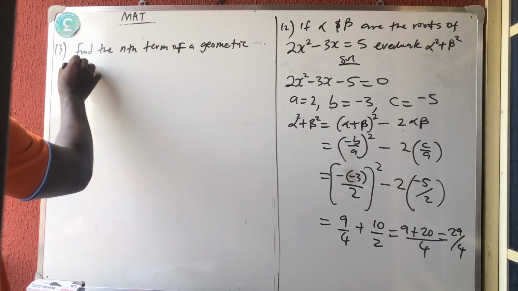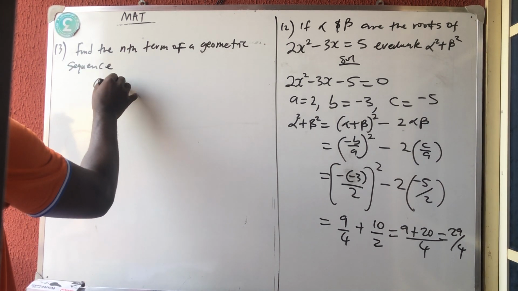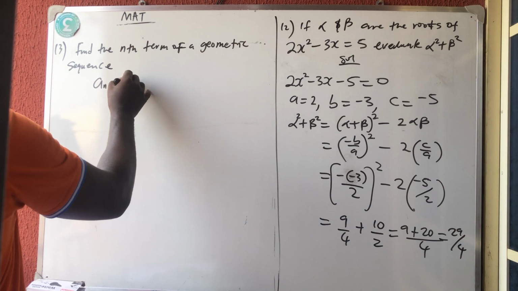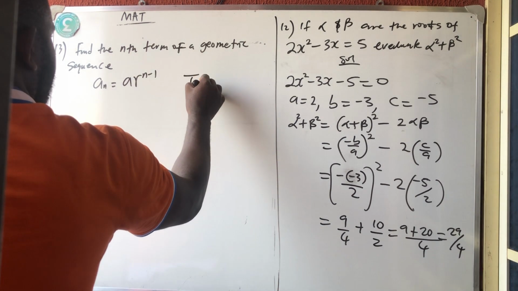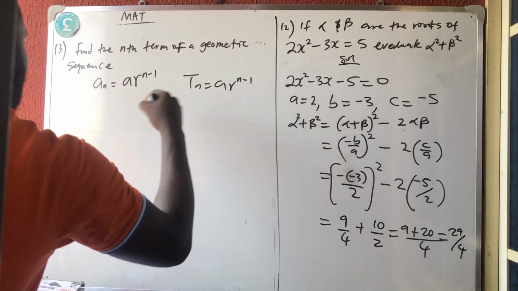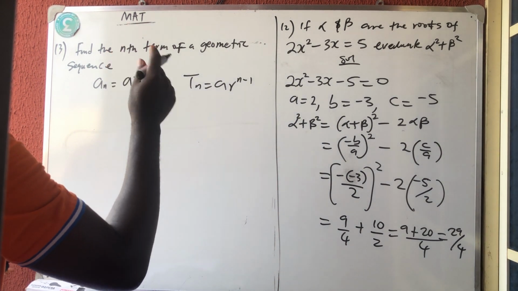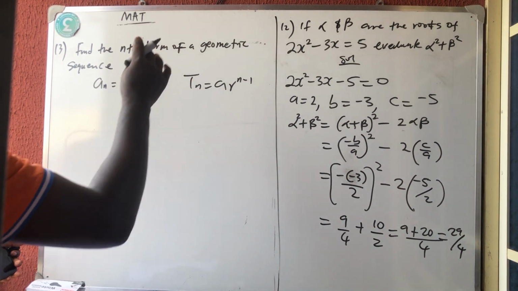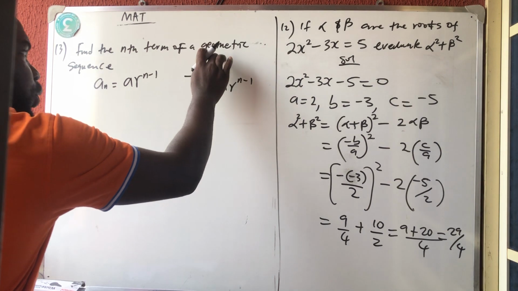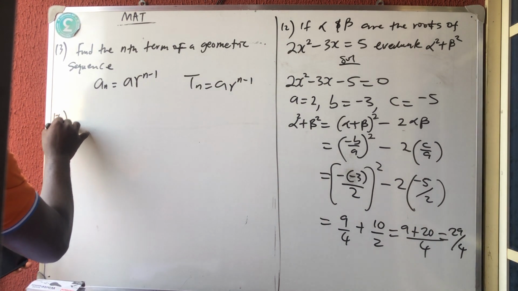It can be written in two forms. The nth term of a geometric sequence is given by a r raised to power n minus 1. That's all. Or like this, Tn is equal to a r raised to power n minus 1. This is the formula for GP, geometric progression or geometric sequence. Sometimes we call it exponential sequence. They can call it geometric sequence or geometric progression or exponential sequence. Please note that.